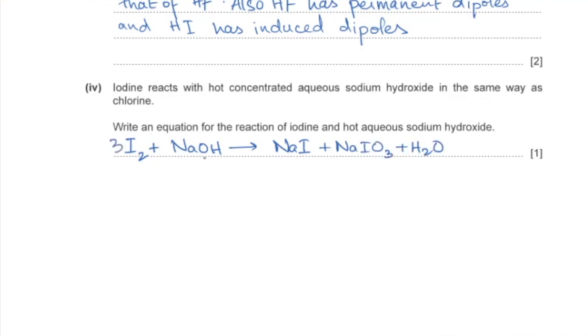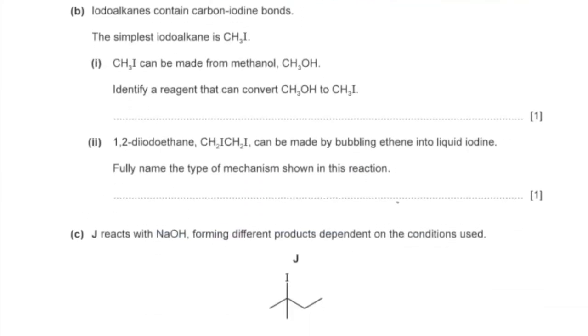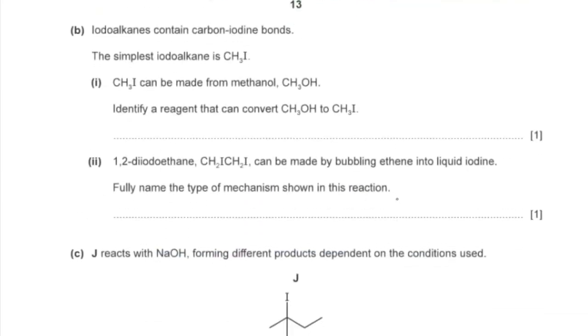So 3 moles of iodine, 6 moles of NaOH, 5 moles of sodium iodide, 1 mole of NaIO3, and 3 moles of water molecules. Part B, iodoalkanes contain carbon-iodine bonds. The simplest iodoalkane is CH3I. CH3I can be made from methanol. Identify a reagent that can convert methanol to CH3I.